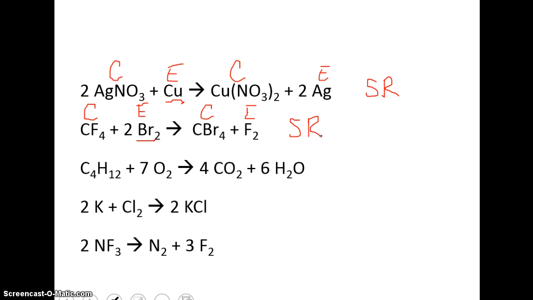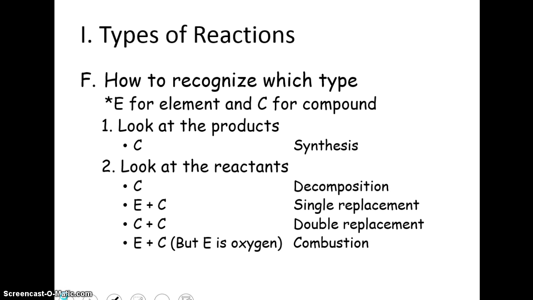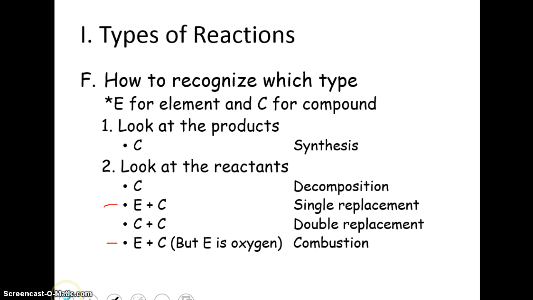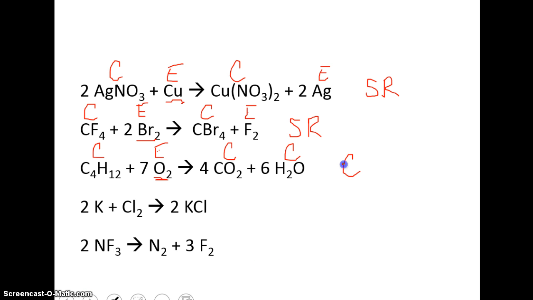Now let's look at the next one. We've got compound and compound on the products, so it cannot be synthesis. So we look at the reactants, and we've got compound plus element. Remember, 2 capital letters is a compound, 1 capital letter is an element. So it can be one of those two again. This time our element is oxygen, so that means it is combustion. We're going to abbreviate combustion as C.